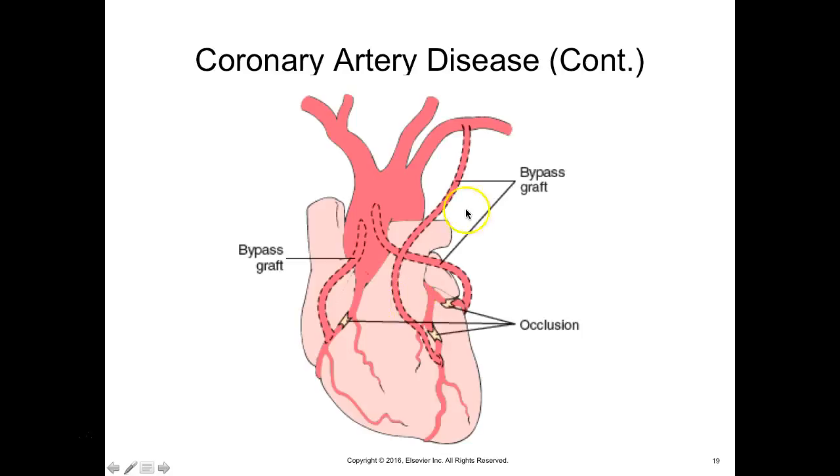Okay, and we name it, basically, this person would have a triple bypass. 1, 2, 3. If there was another one, they'd have a quadruple. If there was only 2, they'd have a double. So we name it based on how many bypasses they have. So these are the bypass grafts.